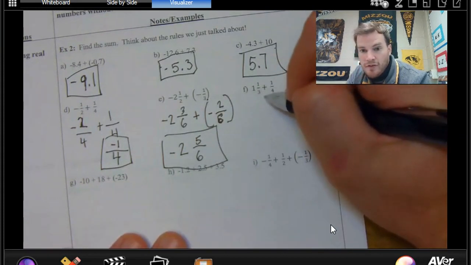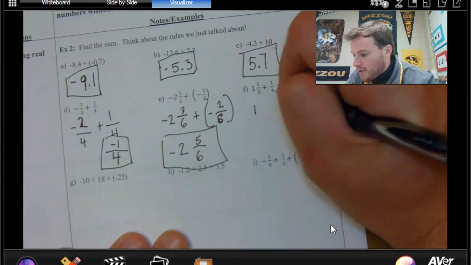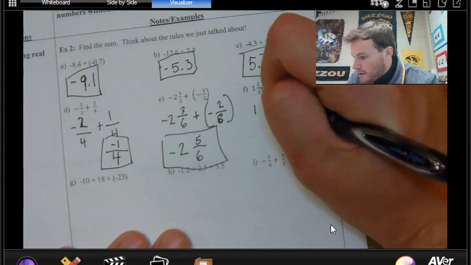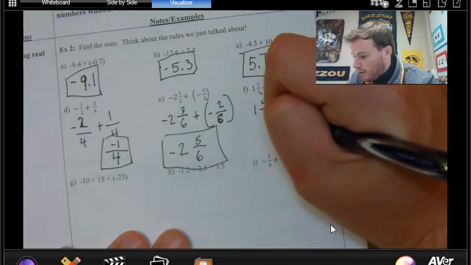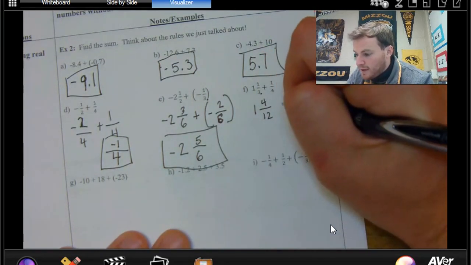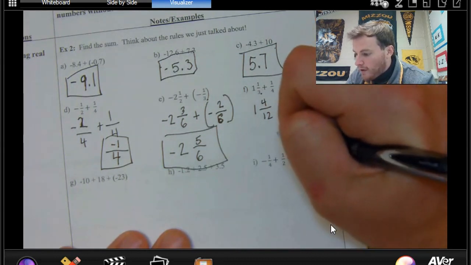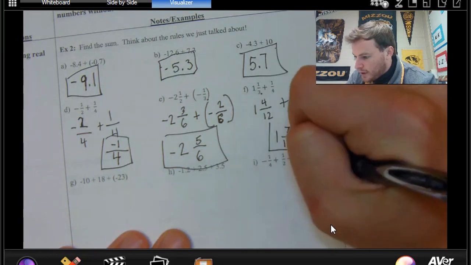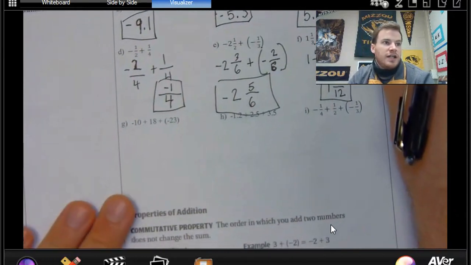This one, they're both the same sign, and they're both positive. We need to find a common denominator. Common denominator between 3 and 4 is 12. 3 times 4 equals 12, okay? In order for 3 to get to 12, I have to multiply it by 4. So it's 4/12. In order to get 4 to 12, I have to multiply it by 3. So then that means it's 3/12, same as 1/4. Add them together, I get 1 and 7/12. Okay, that's your answer. All right, let's look at G here.